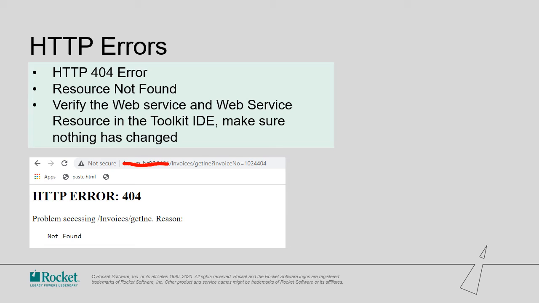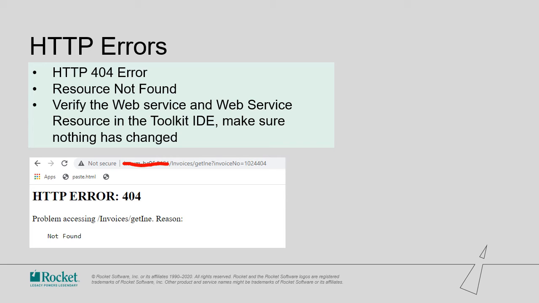HTTP errors are another source of information not contained in the Toolkit logs, but rather are returned when making a request, either in a browser while testing or in the object returned to the application making the request. The most common is HTTP 404 error, resource not found.